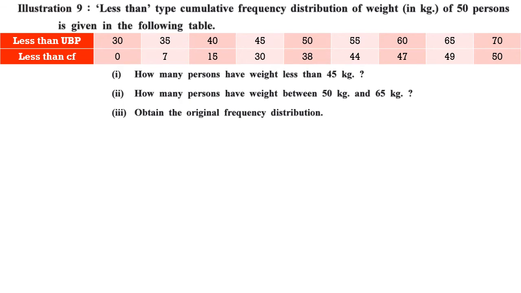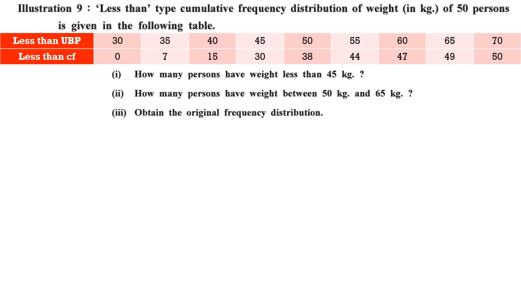The first one is, how many persons have weight less than 45 kg? Now this is a less than type distribution. So less than 45 kg. So in less than upper boundary point, we just have to select 45, and we have to check the frequency in front of 45, that is 30. So naturally the people with weight less than 45 kg are 30 people. That is what less than type means. So less than 30 kg are 0 people, less than 35 is 7 people, less than 40 is 15 people, less than 45 is 30, less than 50 is 38, less than 55 is 44, and so on.